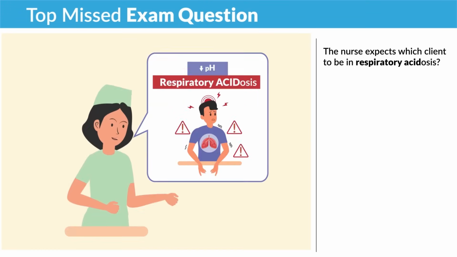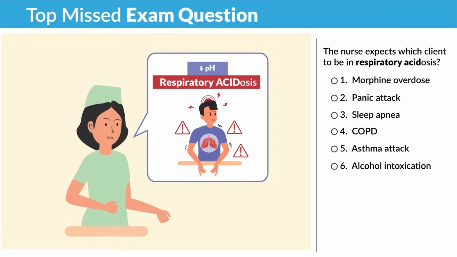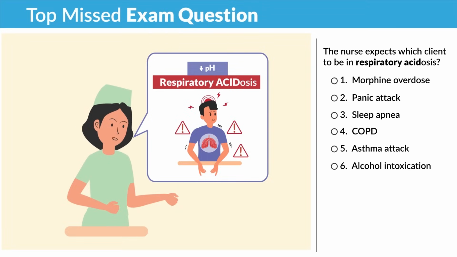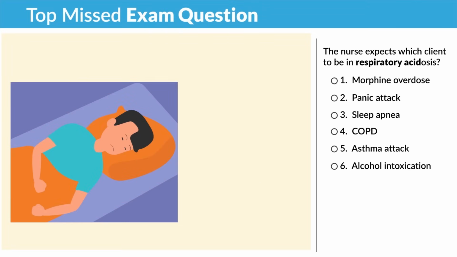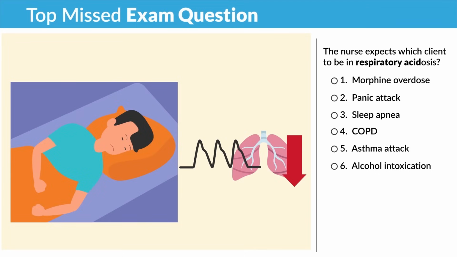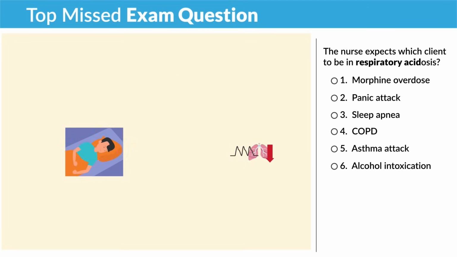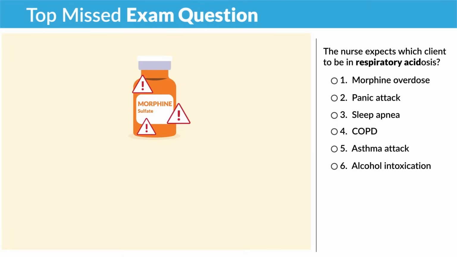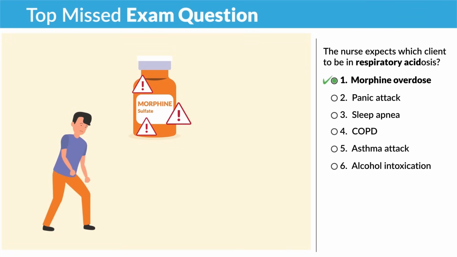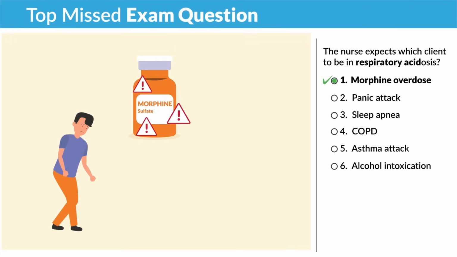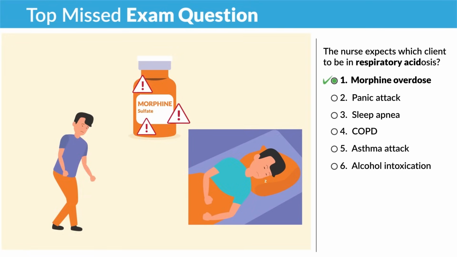The nurse expects which client to be in respiratory acidosis? So before looking at the options, just think here. Acidosis is that slow, so slow breathing. So option number 1, morphine overdose. Yes, it makes things low and slow, putting us into acidosis, like snoring, acidosis.